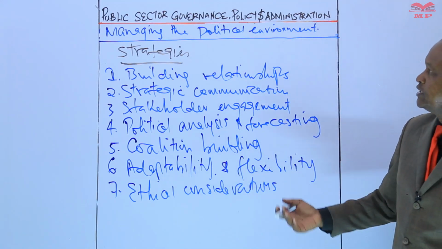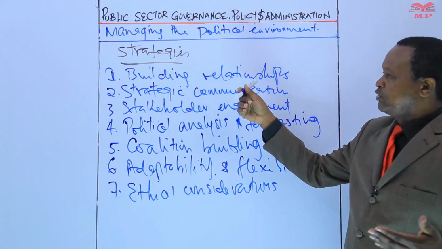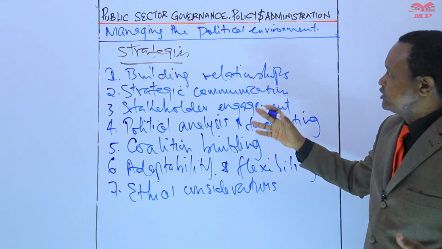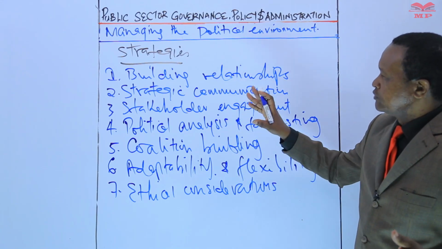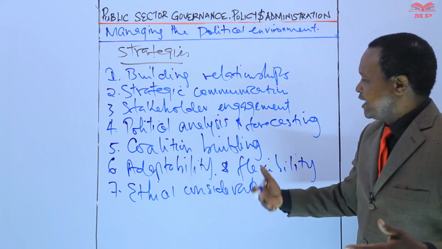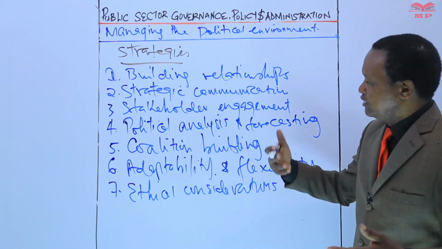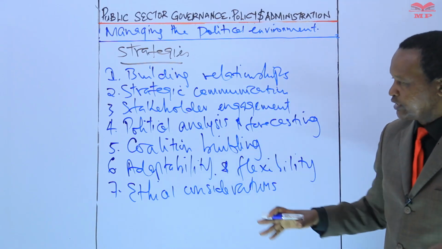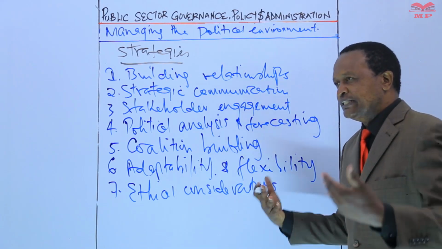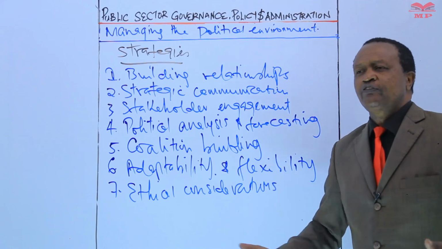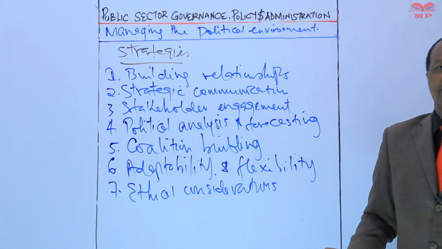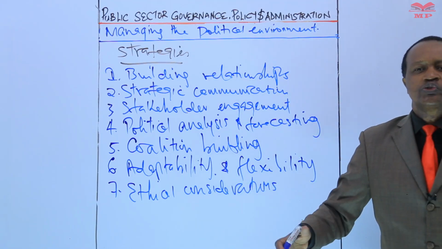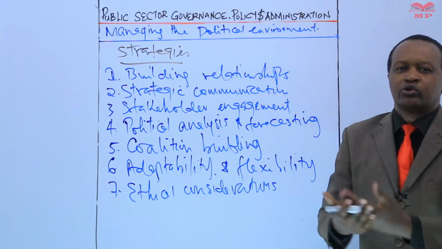So if a public administrator is to manage the political environment, then such administrators ought to maintain high ethical standards, like being transparent with the stakeholders in the political arena, like accountability, all right, integrity, striving always to be transparent, to be impartial in interactions with political actors and stakeholders.